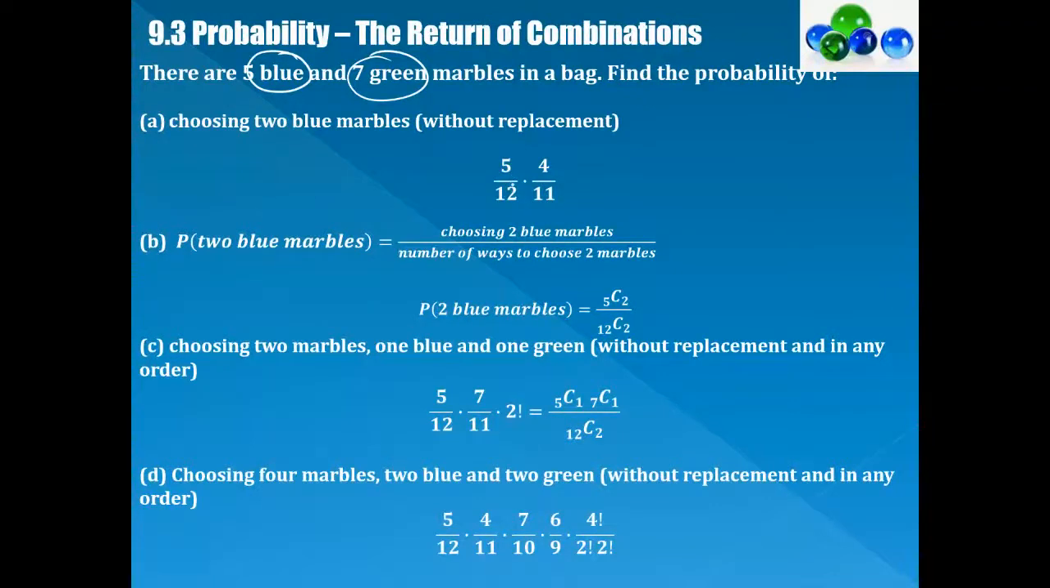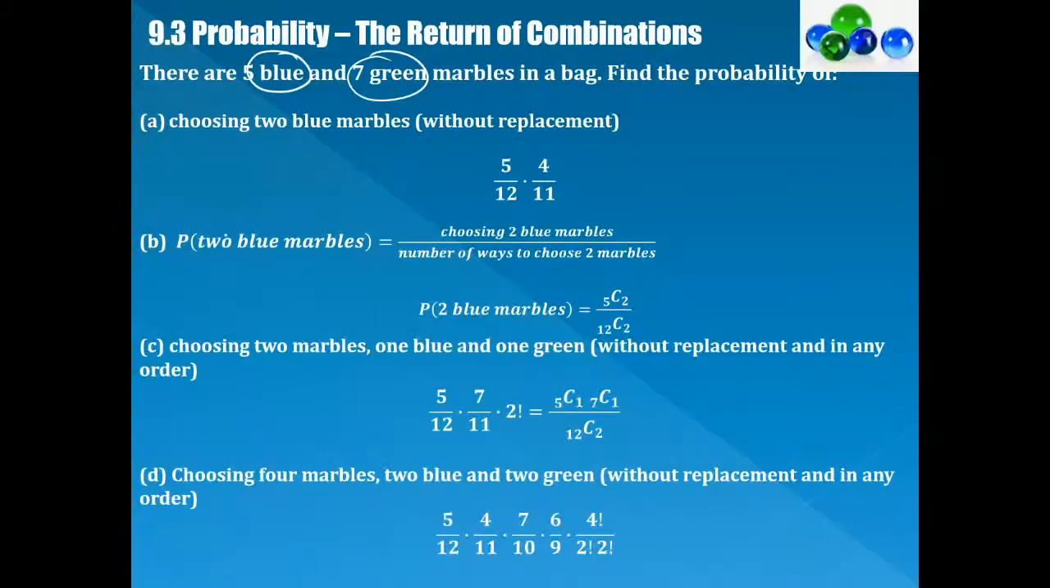We looked at some stuff that had no replacement with the chocolates that Mr. Getz gave Miss Getz, right? So choosing 2 blue marbles without replacement. The first one, I have a 5/12 chance, and then I have a 4/11 chance, right? And I'm going to use the multiplication principle.